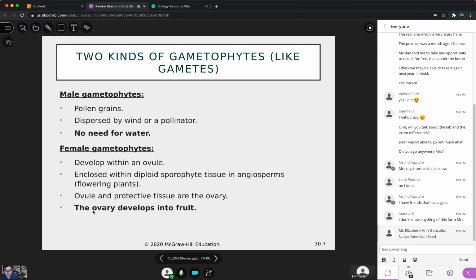These things that I have bolded are very important. They're going to be on your test, so just make sure that you look at those. And the last one says that the ovary is what develops into a fruit.